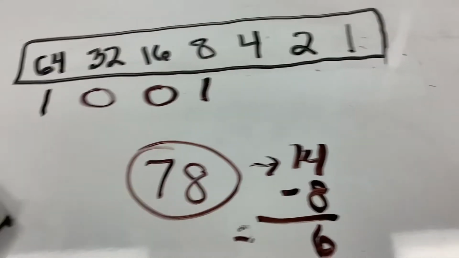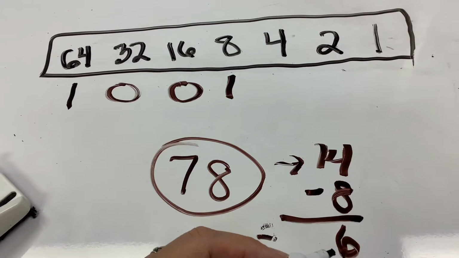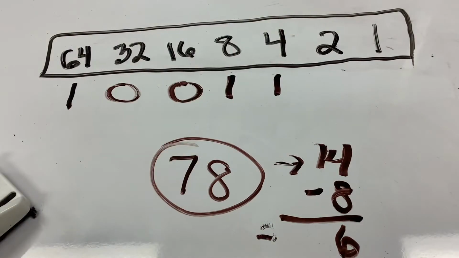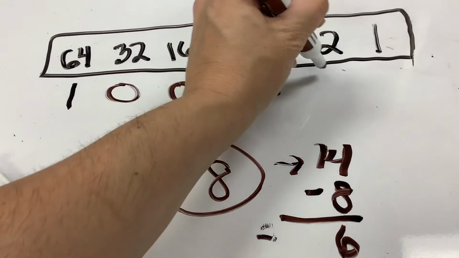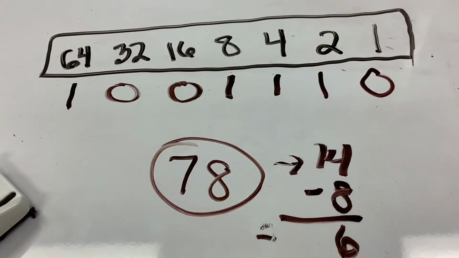And so, put my camera back a little bit. Now I got to do the same thing. What's the next largest number that fits into 6? In this case, it would be a 4. So I'm going to use the 4. 6 minus 4 gives me 2. So I need to find the next largest number that fits into 2, which is 2. And now I have nothing left. So I'm going to put a 0.